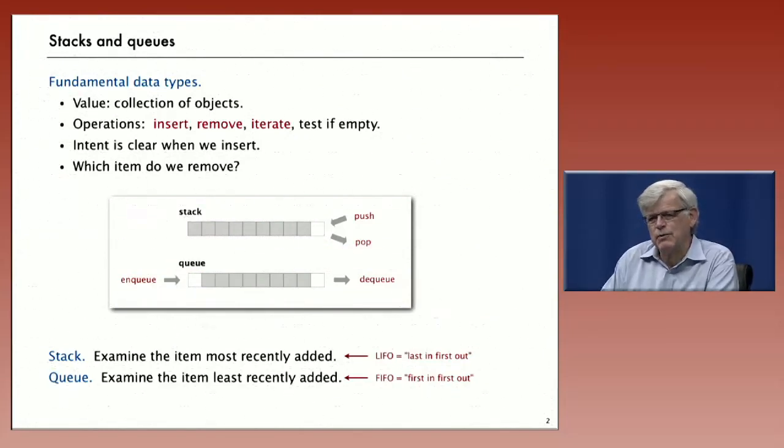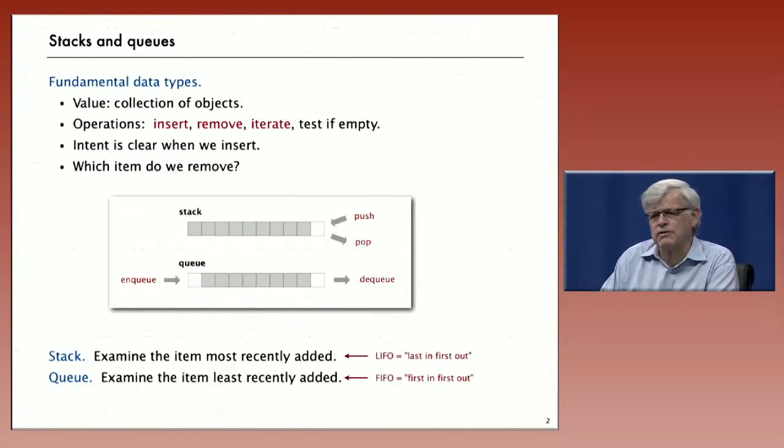For the stack, we take out the item that was most recently added. The terminology that we use is push to insert an item and pop to remove the item most recently added. That's also called the LIFO discipline, last in, first out. For a queue, we examine the item least recently added. To distinguish those operations, we call enqueue to insert an item and dequeue to remove an item. And that's also called the FIFO discipline, first in, first out.